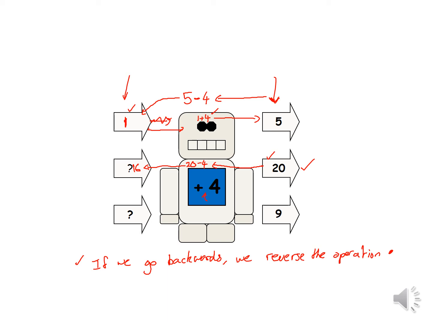So let's do one more. So 9, if we go backwards through the function machine, so we're going to do 9 minus 4, so that is going to give us 5. And again, we can check if we put 5 through the function machine, that would be 5 plus 4, which does indeed give 9. So when you've gone through the function machine, you can check it by going the other way. But you don't actually need to do that, that's just a good way to check your answers.